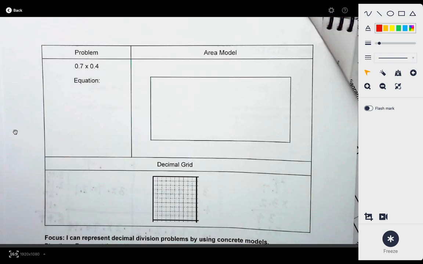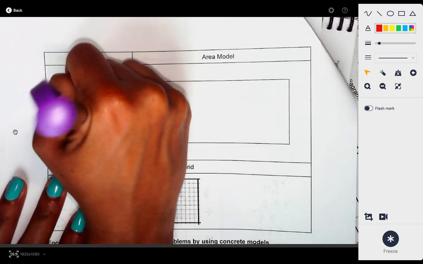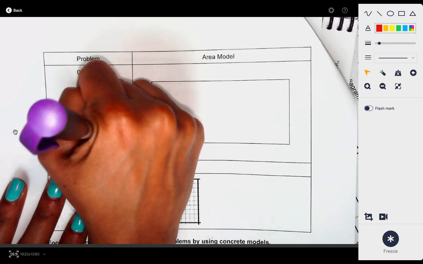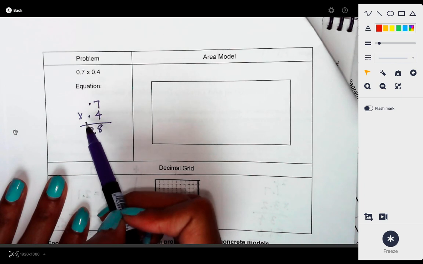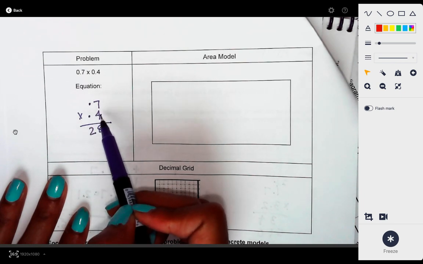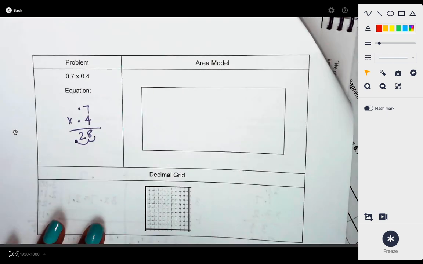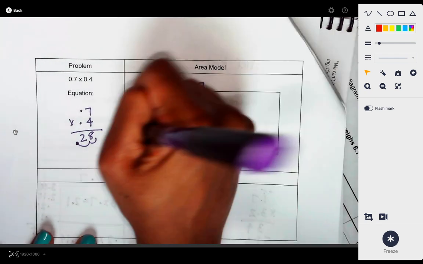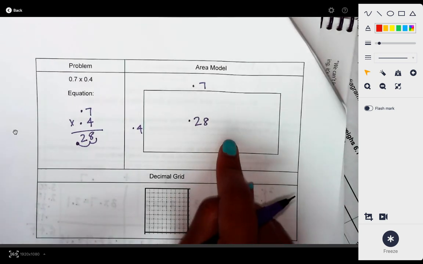Our next question, they're doing the same thing. 7/10 times 4/10. 7 times 4 is 28. One decimal point, 2 decimal points, 1 digit, 2 digits in all after the decimal. So our answer is going to be 28 hundredths. For an area model, you're finding the area of the entire rectangle.